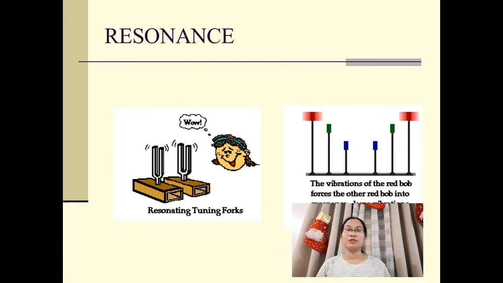Same thing with this illustration wherein you have tuning forks, and then you have here one tuning fork was set to vibrate, therefore it will produce sound, and then the other tuning fork beside it will also produce sound. So that is another example of forced vibration.